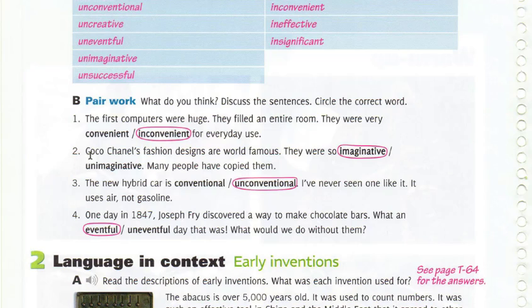Okay, number 2, Coco Chanel's fashion designs are world famous. They were so imaginative, many people have copied them. They were imaginative because they were world famous, fashion designs. Number 3, the new hybrid car is unconventional. I've never seen one like it. It uses air, not gasoline. Okay, so it's unconventional because she's never seen one like it.